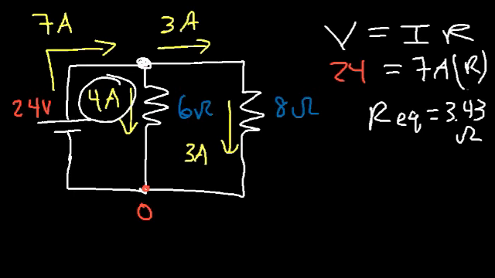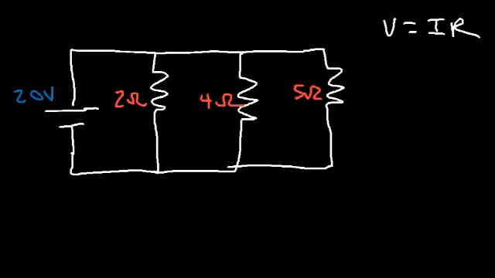So let's say the voltage is 100 volts. Maybe that's too much. Let's say 20. And let's choose a 2 ohm resistor, a 4 ohm resistor, and a 5 ohm resistor. So to find the current that flows through each resistor, we need to use Ohm's law of V equals IR. The current is going to be the voltage divided by the resistance.